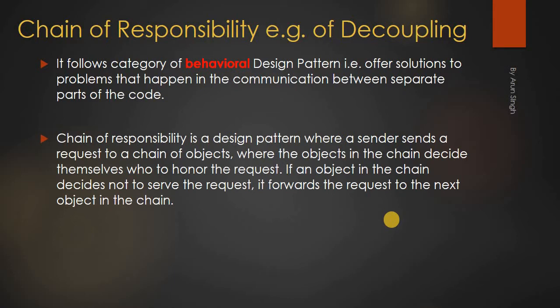Chain of responsibility is a design pattern where a sender sends a request to a chain of objects, where the objects in the chain decide themselves whether to honor the request. If an object in the chain decides not to serve the request, it forwards the request to the next object in the chain. If I'm creating a car, then the objects in the chain will decide: I will add a tire to this car, I will add a color to this car, I will add an engine to this car. That is, each object in my OOPs will have an if condition where I will decide whether this condition is met. If this condition is met, I will do my responsibility, else I will delegate the request to another object in the chain.